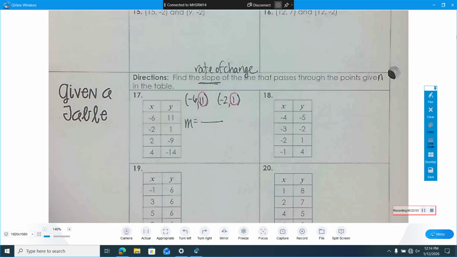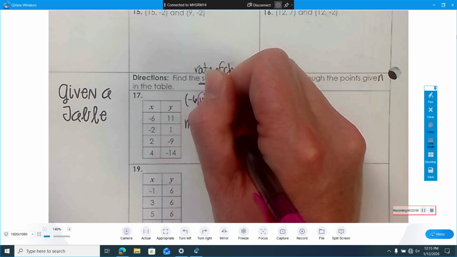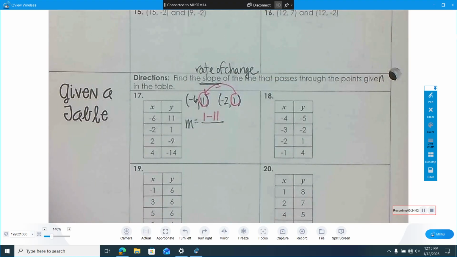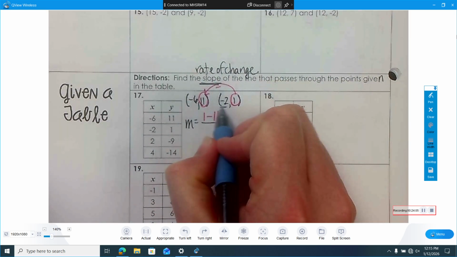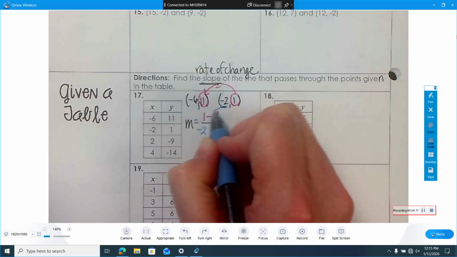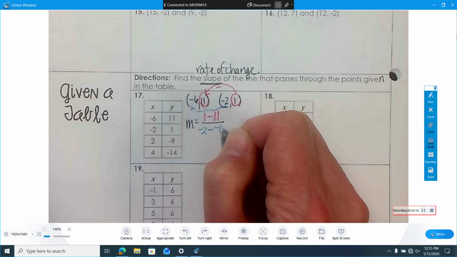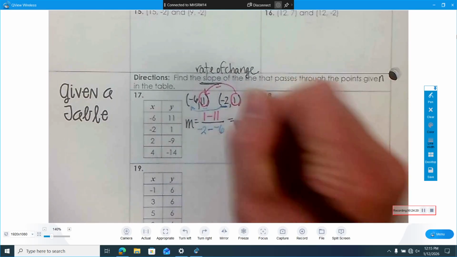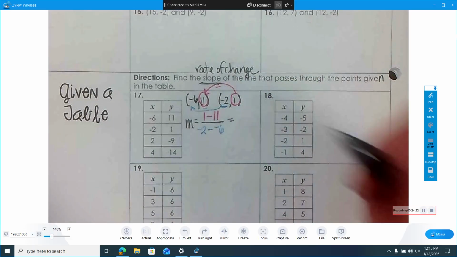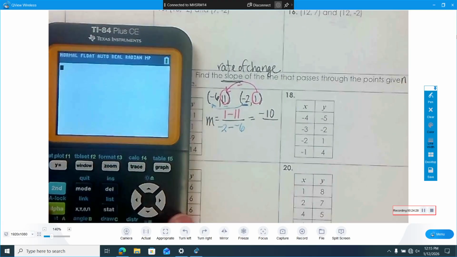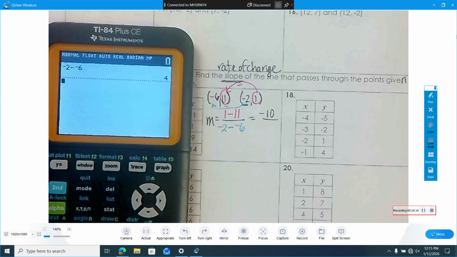Rise with the y's. So I'm going to start with the 1, and I'm going to subtract the 11. So 1 minus 11 on top. And then, again, starting from the right side point, here I have my negative 2 I haven't used, and I am going to subtract the negative 6. So negative 2 minus a negative 6. What's 1 minus 11? Negative 10. And if integers aren't your cup of tea, negative 2, subtract negative 6. You can type it in just like that, and it'll do it correctly.